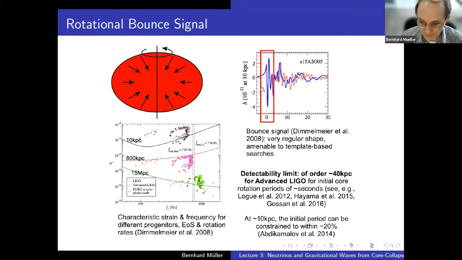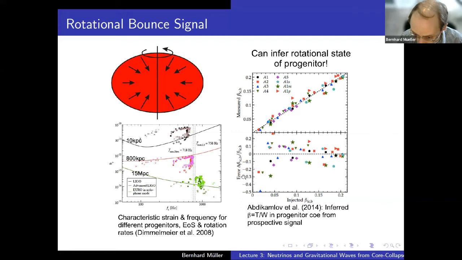And the nice thing about this is that because we understand the nature of this signal so well, the power or the amplitude that you measure and that you can extract by fitting your template is very nicely connected to the initial rotational state of the progenitor. So there's an almost linear relation, or a good parallel relation, between the initial ratio of rotational energy to binding energy of the progenitor core and the amplitude in gravitational waves that you get out.